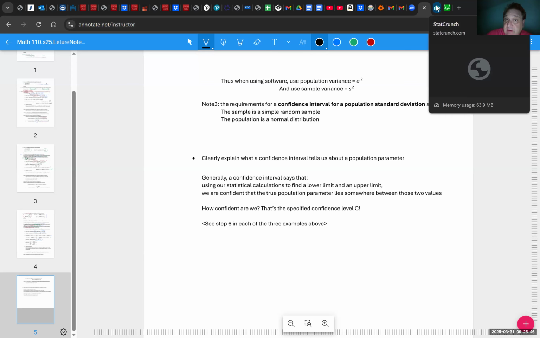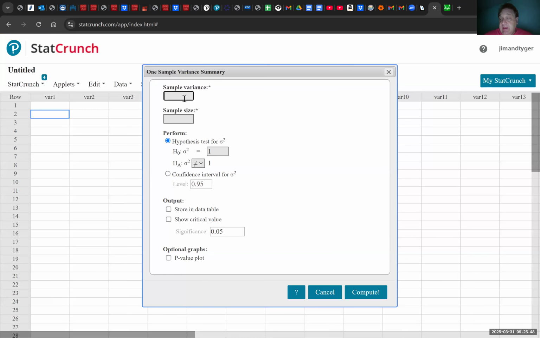So we were told that the standard deviation was 5.5 for the sample. So instead of 5.5, we have to do 5.5 squared. You could alternatively just do on a calculator 5.5 squared and find that number and plug it in there. But the variance is the square of the standard deviation.